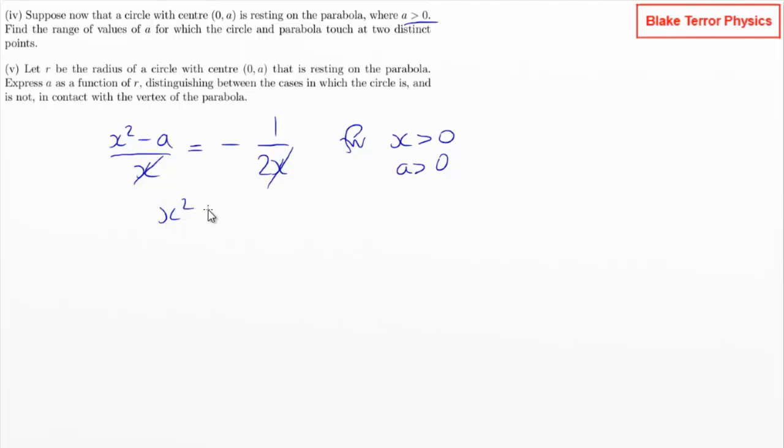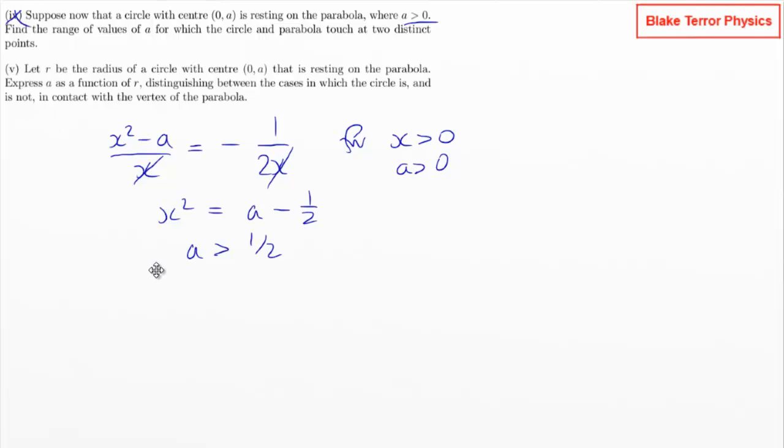Okay, so that means we can multiply by x because it's not 0. So we're getting that x squared is equal to a minus a half. Okay, and x is greater than 0, and a is also greater than 0. So a is going to have to be greater than a half, because if it's anything between 0 and a half, then x squared would be negative, which we can't have. So we've got a is greater than a half. Then, is that all we have to do on this? Find a range of values for a for which the circle and parabola touch at 2 different points. Yeah, okay, there we go.